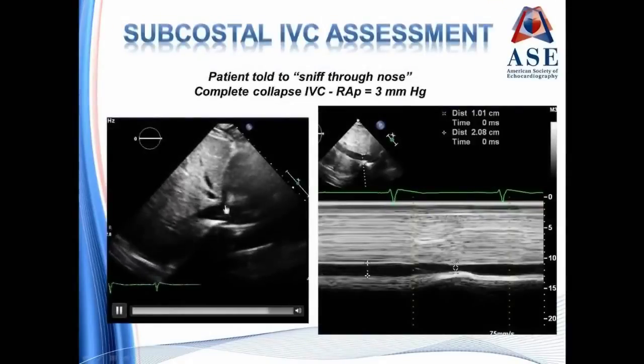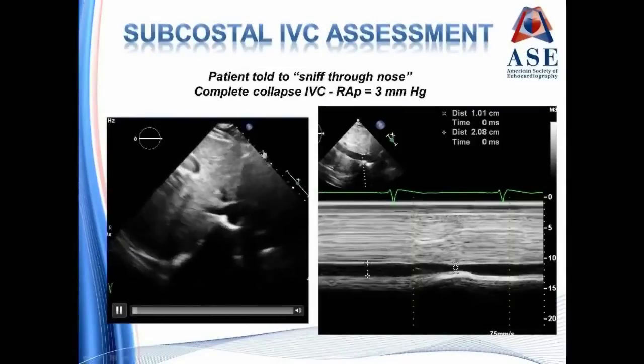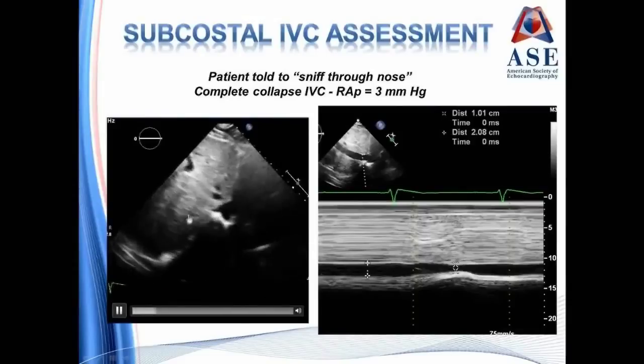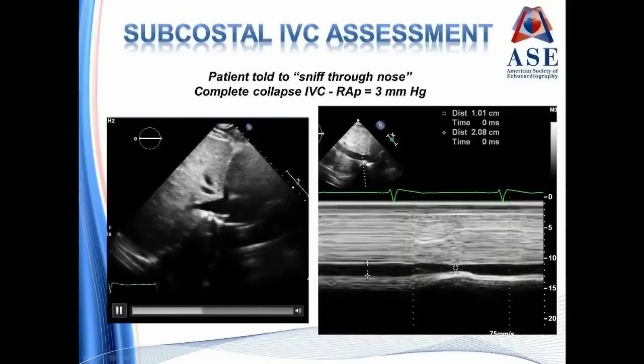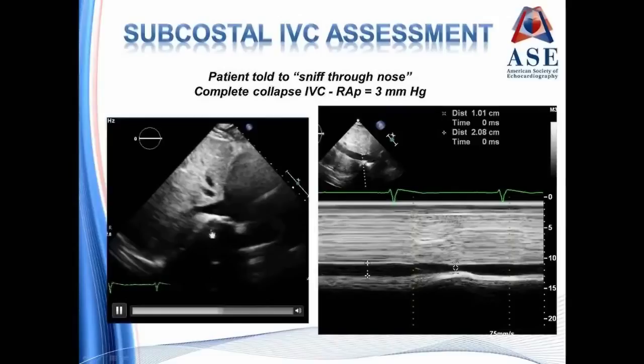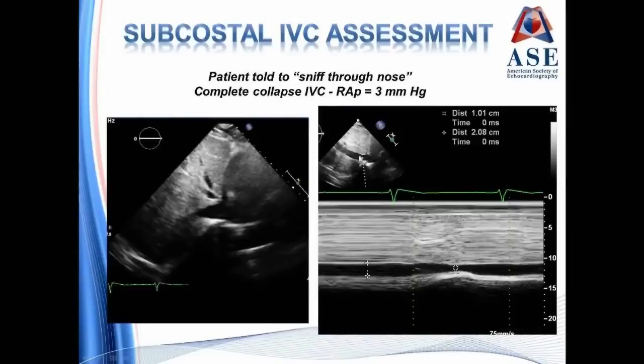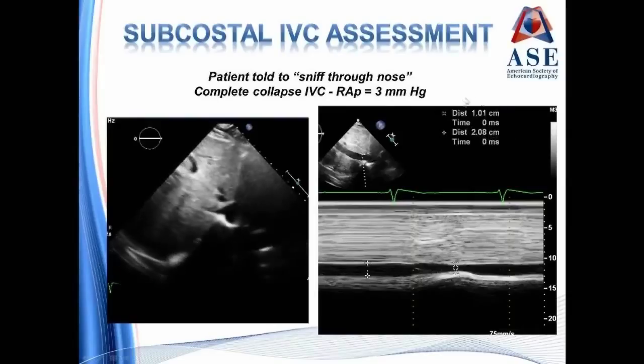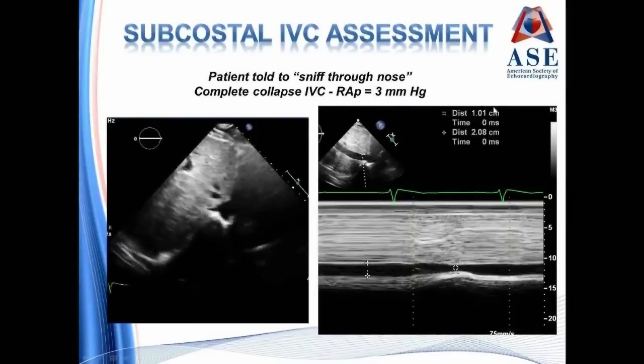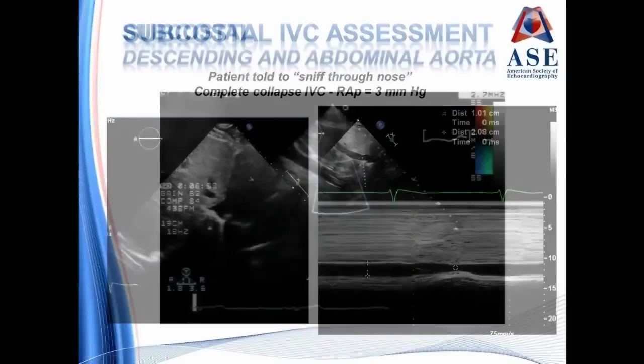Here's an example of a patient who has an IVC that's less than 2 centimeters. Here are the centimeter marks, and it collapses completely with inspiration. So we would estimate the right atrial pressure to be 3. You can also put an M-mode cursor through the IVC and measure the change in diameter with inspiration. And here again we see the IVC is less than 2.2 and it collapses more than 50%. So the RA pressure is 3.